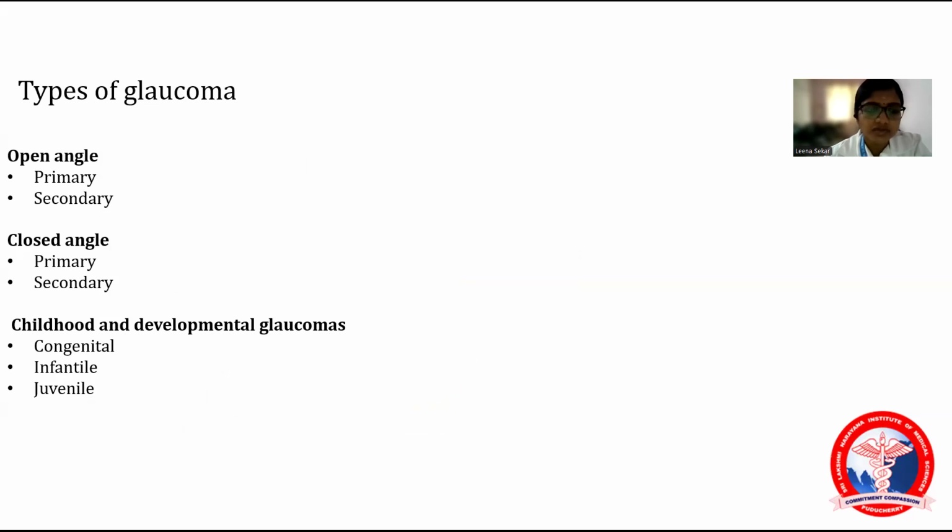Childhood glaucomas, we are dividing into three main types: congenital glaucoma, where the glaucoma happening up to 1 month of age is called congenital glaucoma. From 1 month to 3 years of age, we call it infantile glaucoma. From 3 years to 13 years, we call it juvenile glaucoma. After that, everything comes under primary open angle glaucoma.